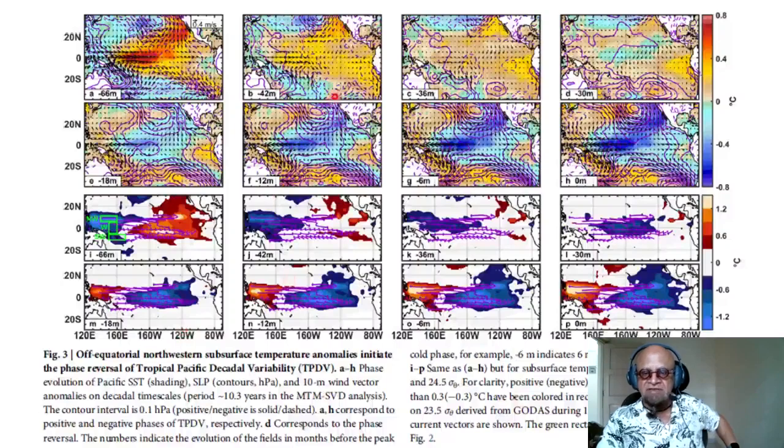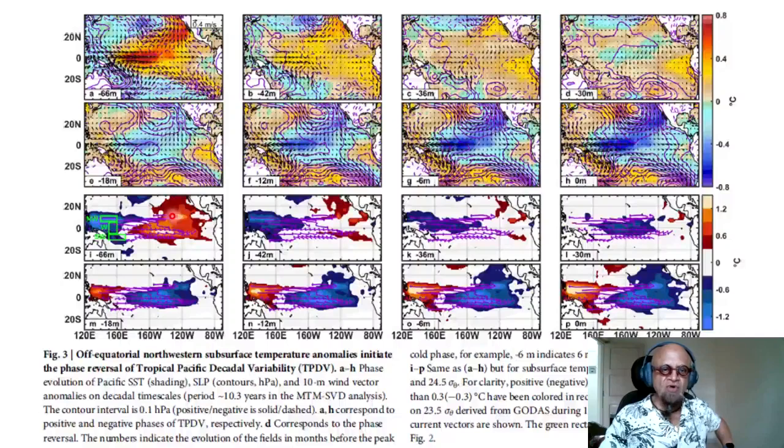I to P the same as A to H, but for subsurface temperature anomalies averaged between 22 to 24.5 sigma theta. For clarity, positive and negative temperature anomalies greater or smaller than 0.3 and minus 0.3 degrees centigrade have been colored in red and blue. Vectors denote the mean current on the 23.5 sigma theta derived from GODAS during 1980 to 2021, which is a reanalysis product for the ocean. Only some representative current vectors are shown to avoid crowding.